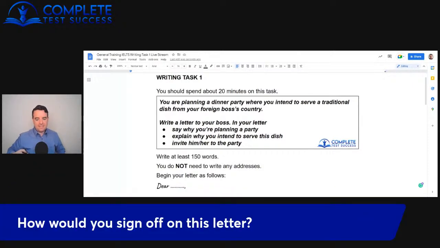We're just finishing up, Rajika. What we're looking at is general training task 1 question, and we've already gone through the full letter. So the final little piece is to write the sign off. So how are we going to do that? How would you sign off this letter?